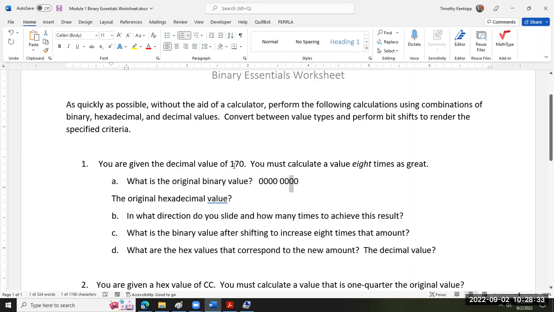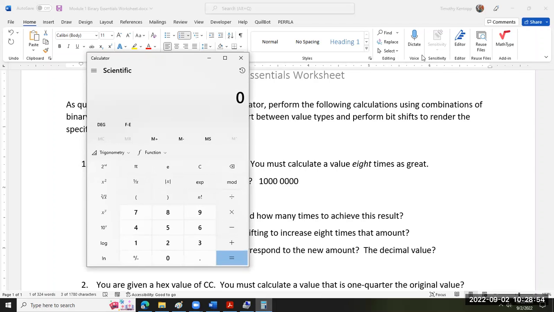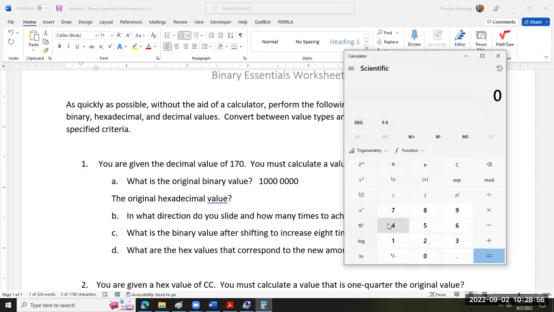So how do I get this? If I work backwards, I put a 1 here. That represents 128. So I've covered 128 of the 170. Is everybody with me? Yes. This is one way to do it. Okay, so I'm going to take 170 minus 128. That leaves me with 42.